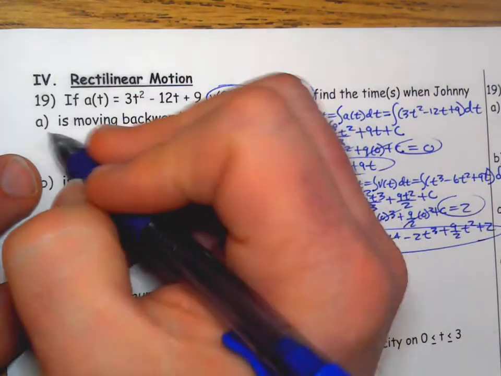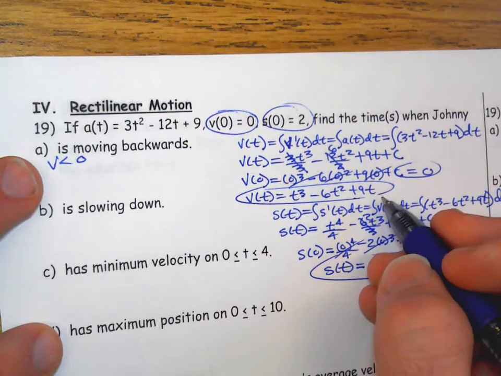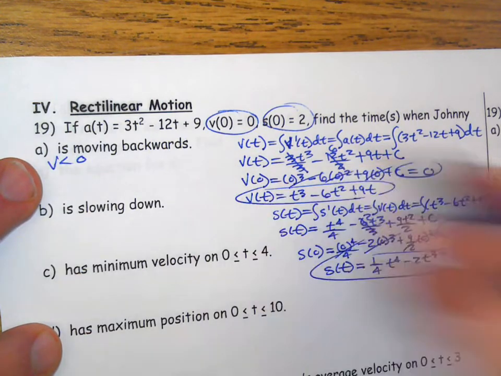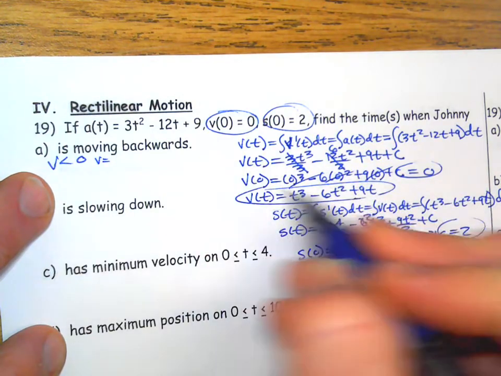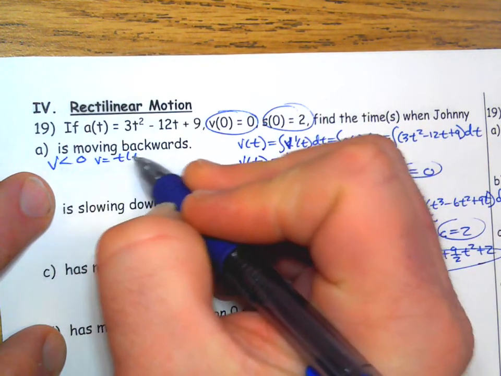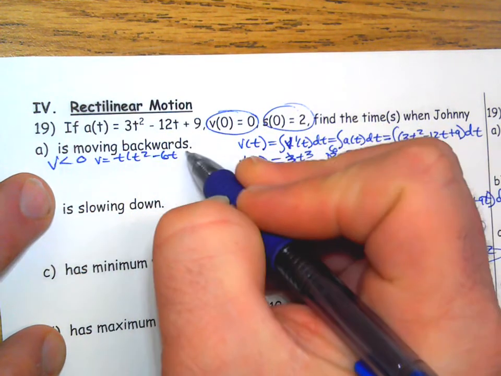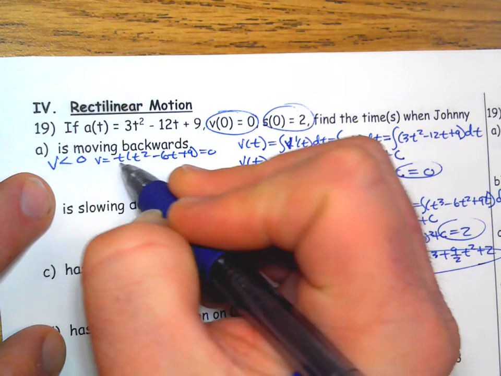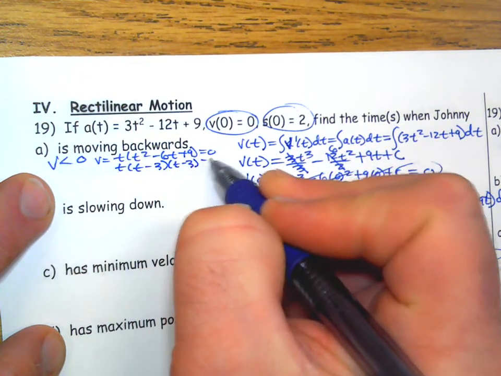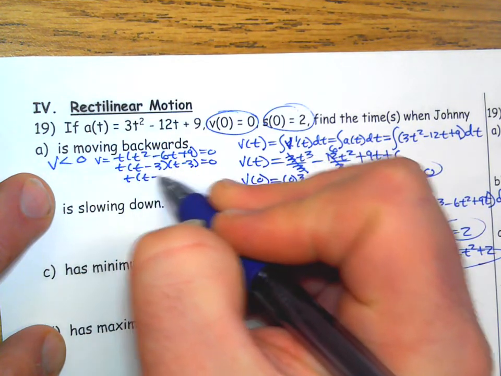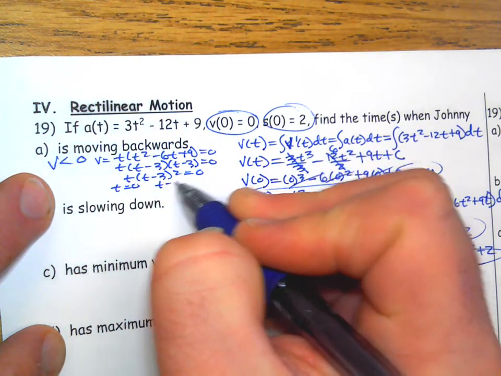Moving backwards is when velocity is negative. So we need to do a line check. We need to figure out when velocity is 0 and then do a line check. So we could factor a t out, and then we can factor more: t minus 3, t minus 3. So t equals 0 and t equals 3.